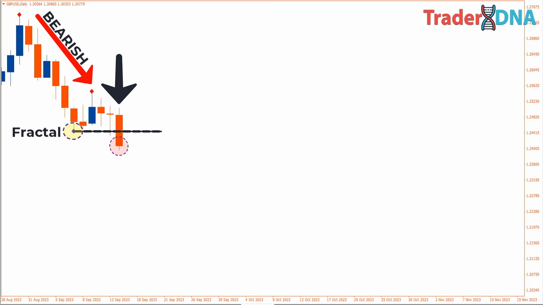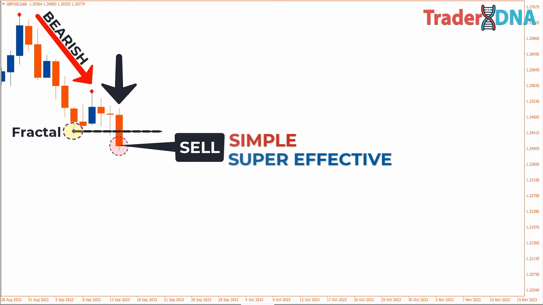Once the candle closes below that key level, boom! That's your trigger. That's when you enter a sell trade, right at the close of that candle. You're not guessing. You're not hoping. You're reacting to a confirmed signal. And here's why this works so well. It's a simple, yet super effective way to catch bearish momentum.